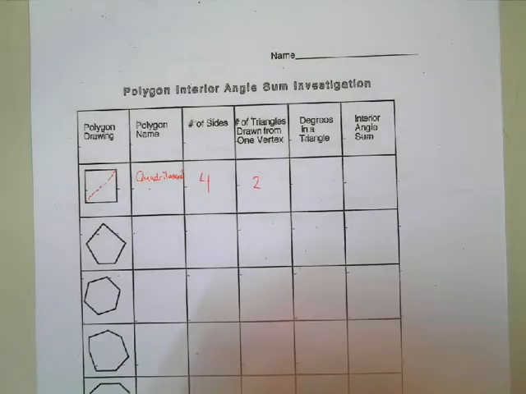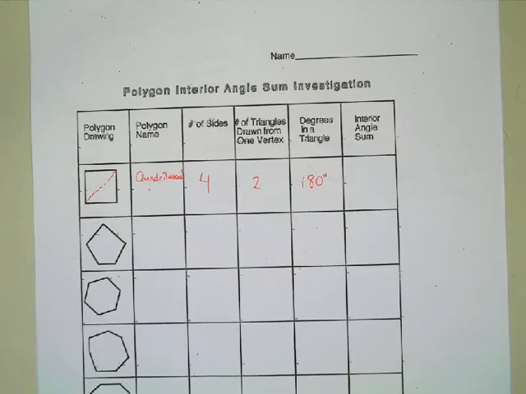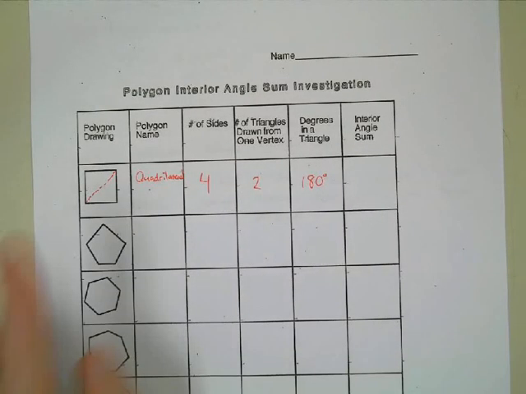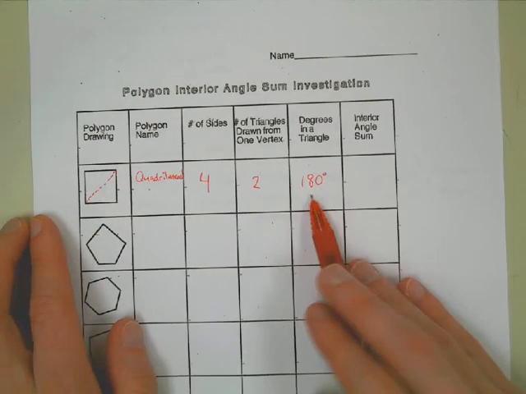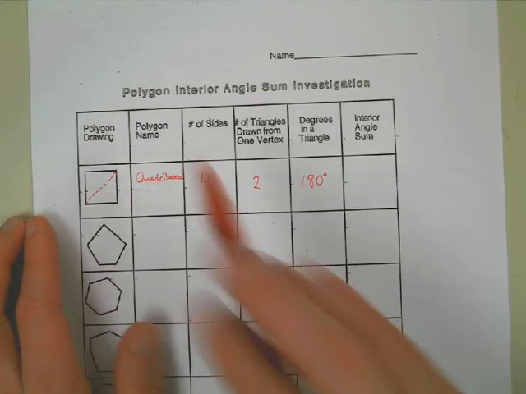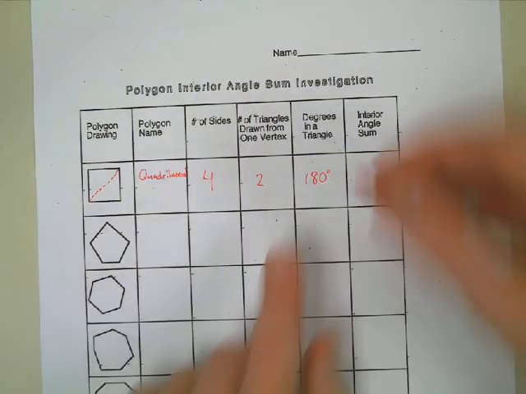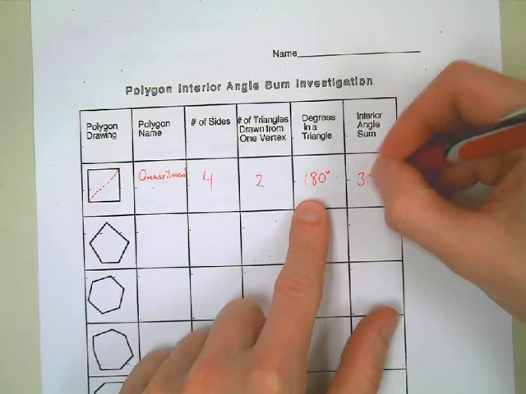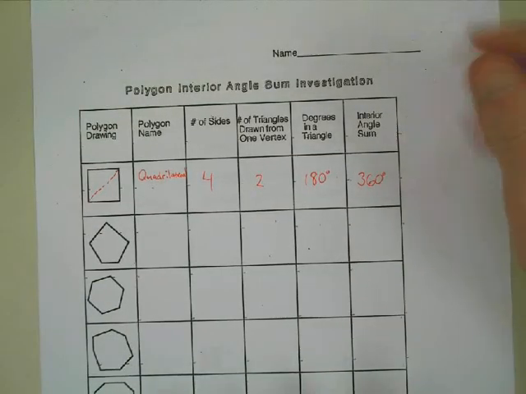And so what would we expect the interior angle sum of a quadrilateral to be? Well, if there are two triangles and each triangle adds up to 180, what can we do to get the interior angle sum? Yeah, do 2 times 180, and sure enough we get 360 degrees, which is what Maria said in the first place, okay?